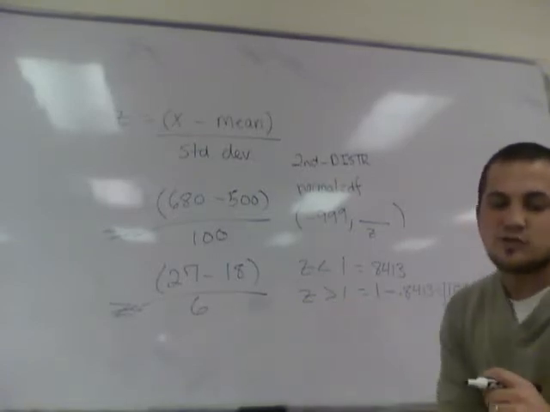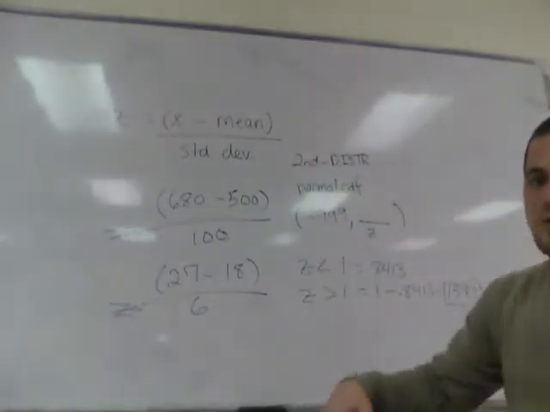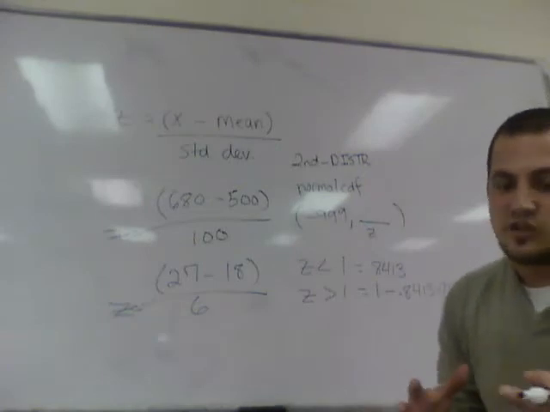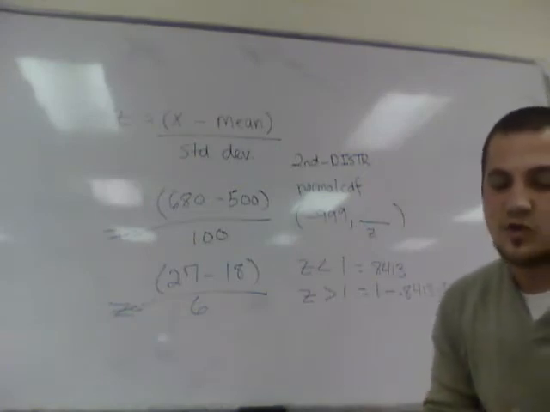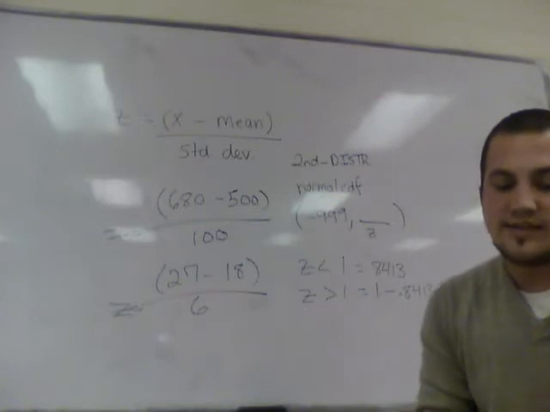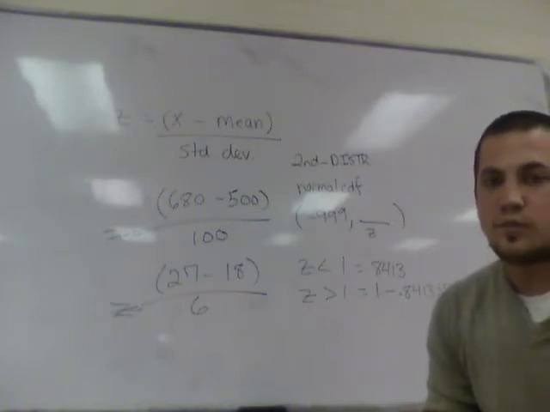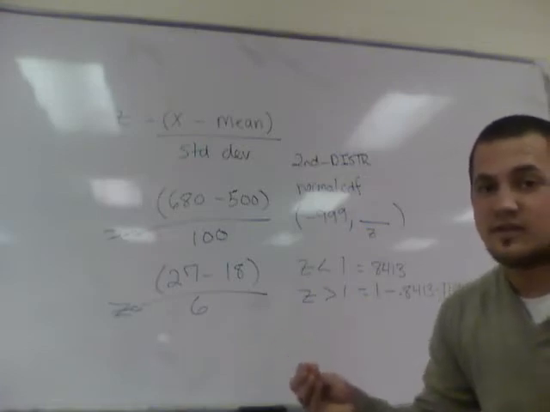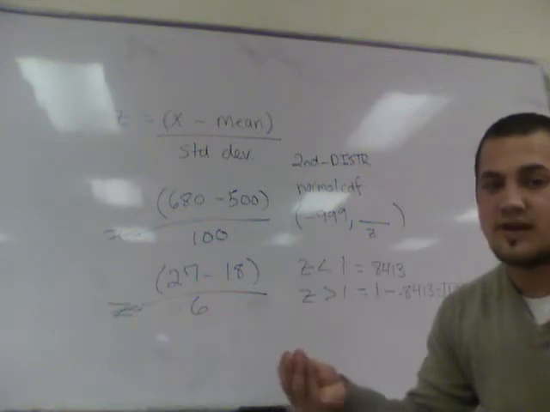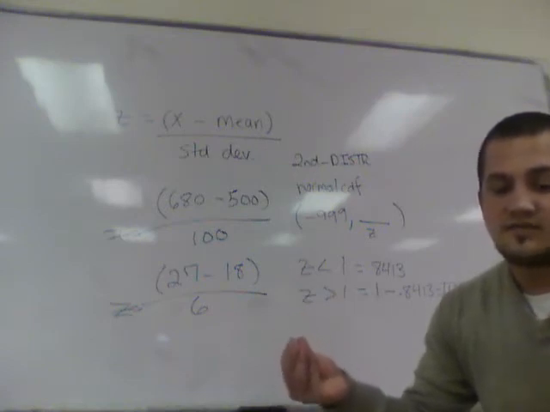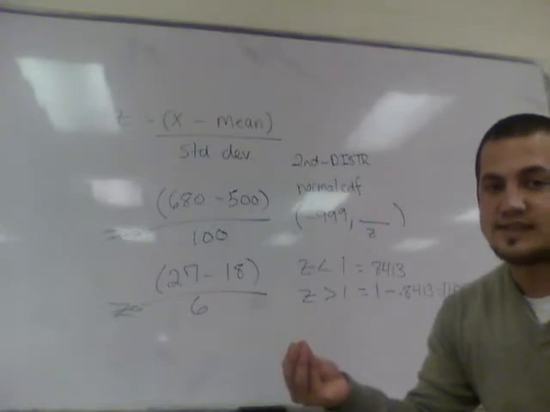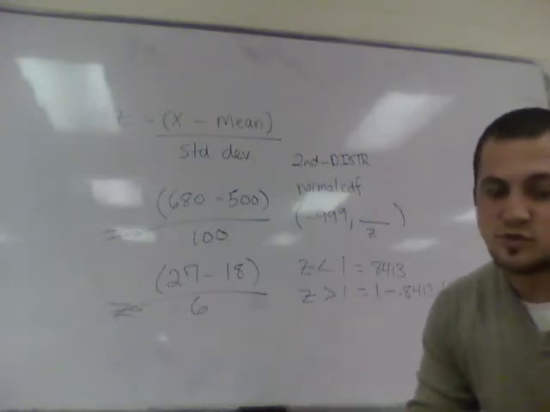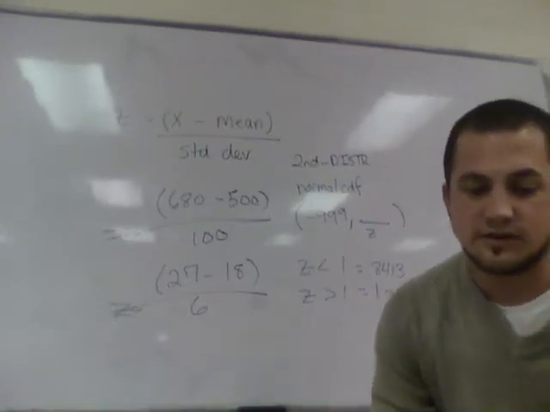Now, the last one, part D, where it's in between, you basically need to look in the table for the z-score at 2.85 and look in the table for the z-score at negative 1.66 and subtract those. And it'll be the in-between. So if you find the probability for 2.85, and then you find the probability for negative 1.66, and you subtract them, you'll get the in-between part, and you don't have to worry about the greater than or less than.